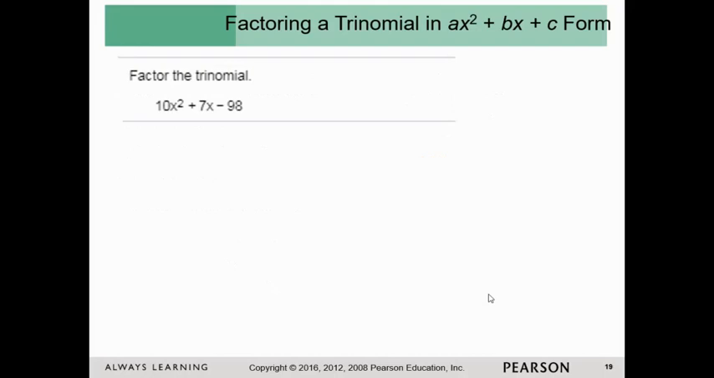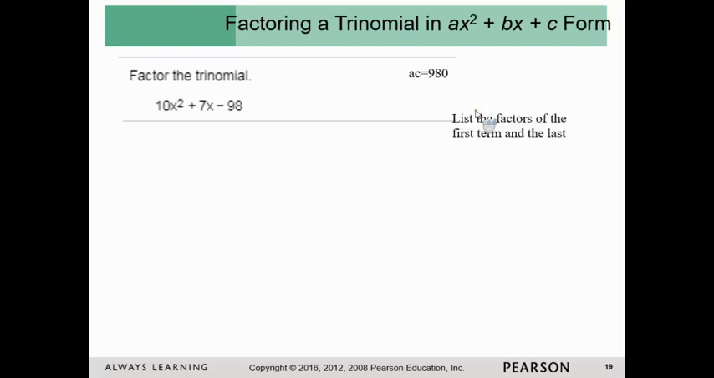Now there is a special case in the homework where we're given a trinomial that doesn't have a leading coefficient of 1. And when we calculate AC, we get something very large: 980 here. 10 times negative 98 gets us 980. So that would be a very tedious process to list out all the factors of AC. Let me show you a little trick here.